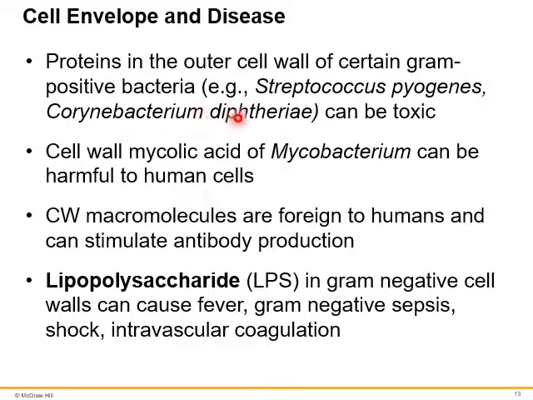Now, Corynebacterium diphtheriae has a cell wall that actually has a waxy material on it similar to the TB bacterium. And that has toxicity to host cells. Okay? And the mycolic acid from your mycobacteria, your TB organism, also can be damaging to human cells. Some of these cell wall antigens, because we recognize them as foreign, we can make antibodies against them. They may be protective antibodies, or they may be autoantibodies that start targeting our own tissue, and then we have autoimmune diseases as a consequence.